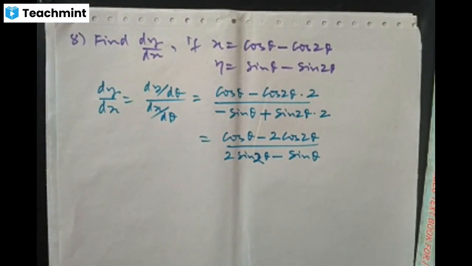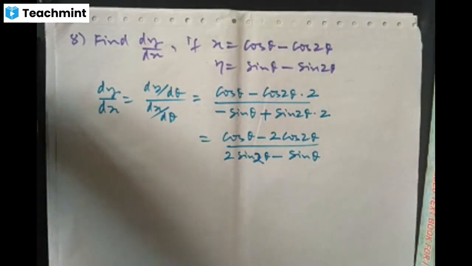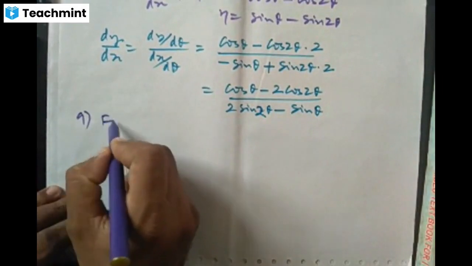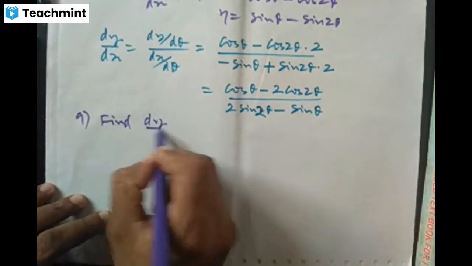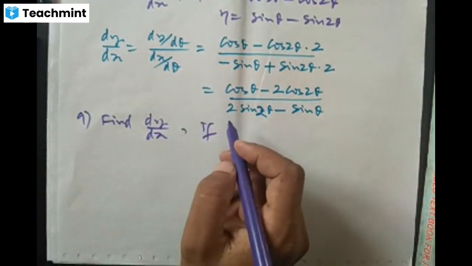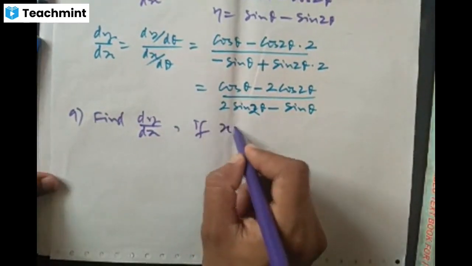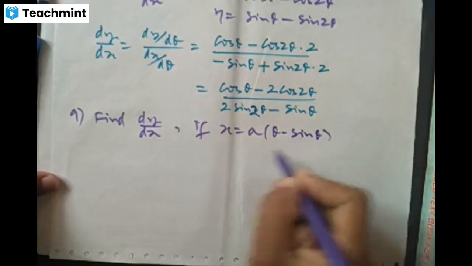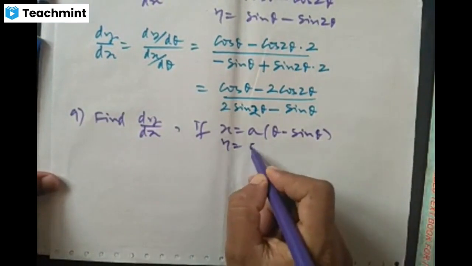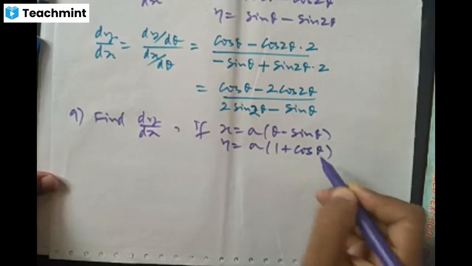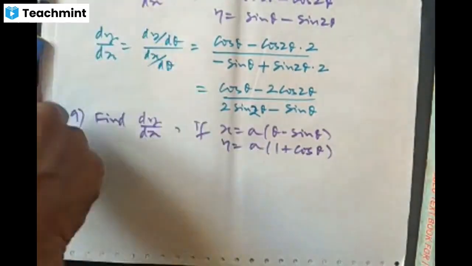Next one, problem number 9. Find dy by dx if x is equal to a into theta minus sin theta, y is equal to a into 1 plus cos theta.